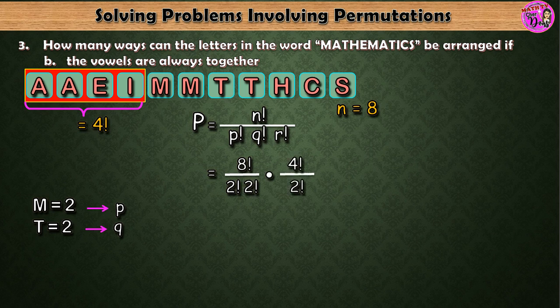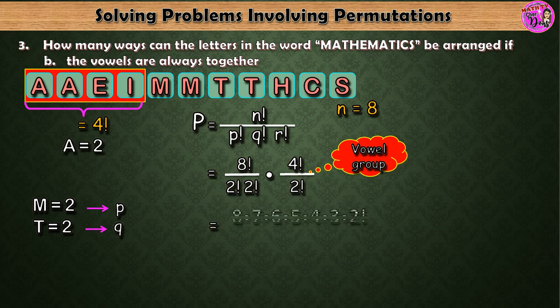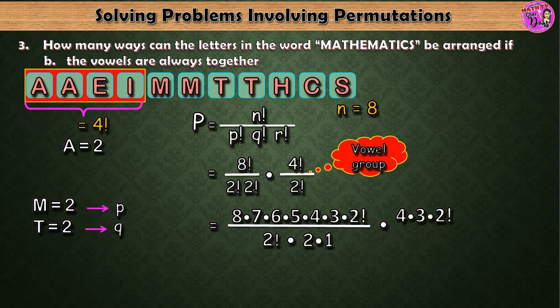Why? Because we have 2A here. This is your vowel group. Simplifying it, A times 7 times 6 times 5 times 4 times 3 times 2 factorial over 2 factorial times 2 times 1 times 4 times 3 times 2 factorial over 2 factorial. Cancel out 2 factorial. Then, cancel another 2 factorial.